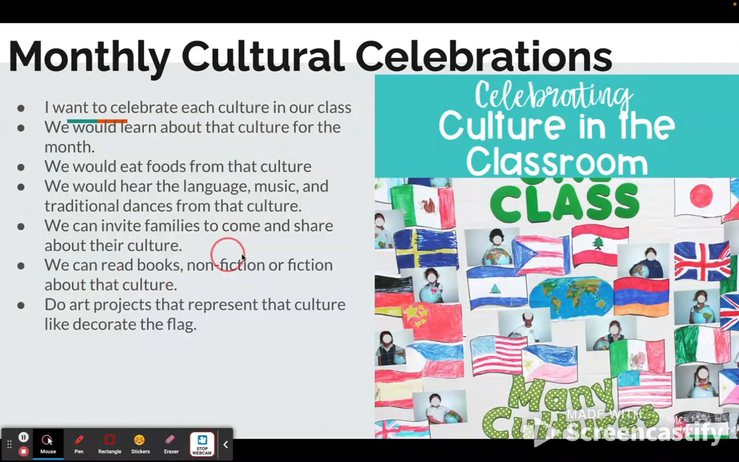And we can read books, nonfiction or fiction, about the culture. I plan to do that anyway, but it can definitely be a part of the cultural celebrations. If families can come in, they're more than welcome. It's so important to have families involved to know that their child is respected, no matter what their culture is.